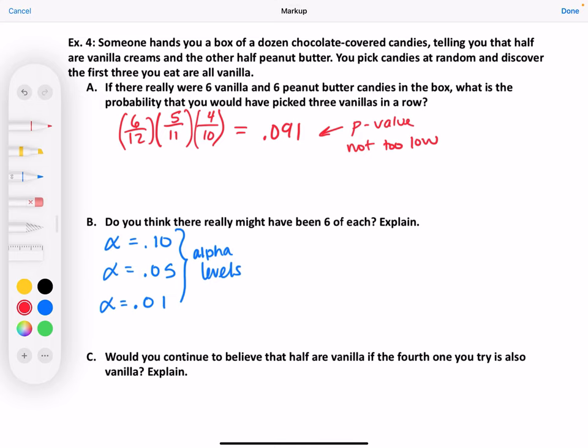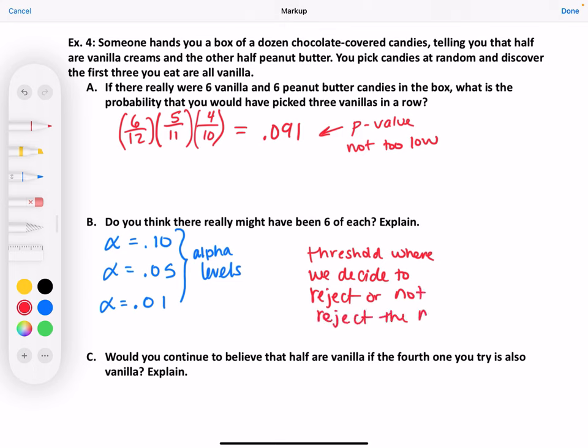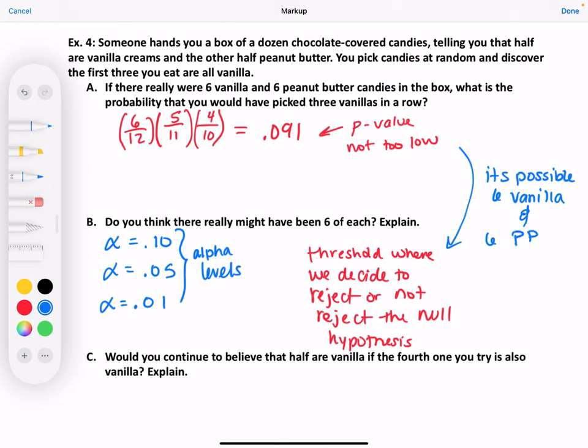So these kind of decide the threshold where we decide to reject or not reject the null hypothesis. So with this information, it's possible there's 6 vanilla and 6 peanut butter.